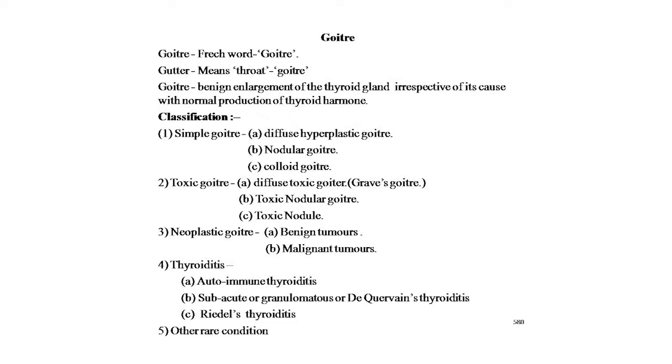Simple goiter includes diffuse hyperplastic goiter, nodular goiter and colloid goiter. Toxic goiter includes diffuse toxic goiter, that is Graves' disease, toxic nodular goiter and toxic nodules. Neoplastic: benign tumors and malignant tumors of the thyroid. Thyroiditis: autoimmune thyroiditis, subacute granulomatous or de Quervain's thyroiditis, Riedel's thyroiditis, and fifth, other rare conditions.